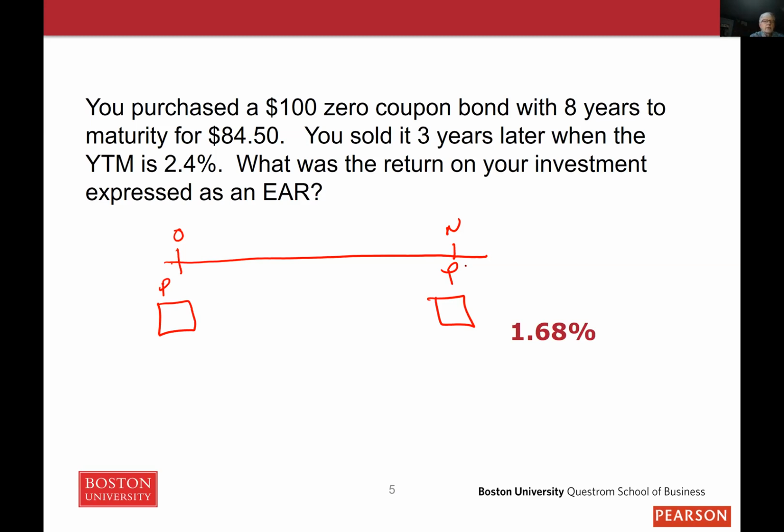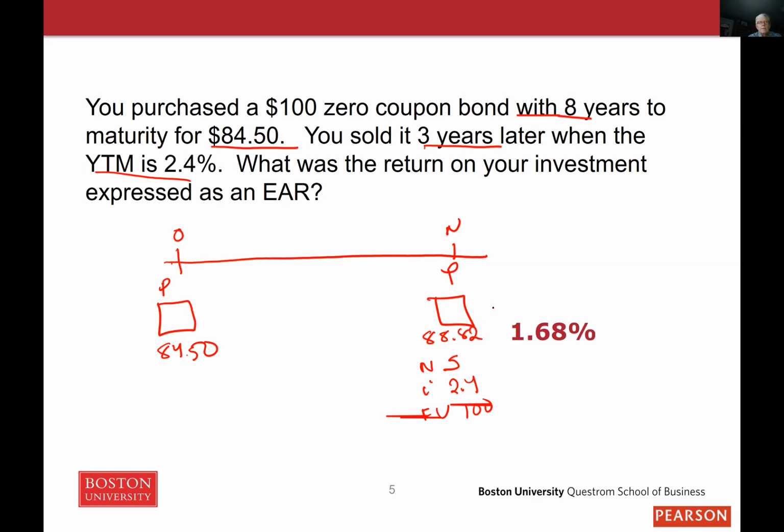So in this case, just to make it a little bit more straightforward and fast for class, I gave you the first price. The second price, because it's 3 years later, you're now going to have 5 years to maturity instead of 8. So N is going to be 5. Yield to maturity is going to be 2.4. Future value is going to be 100. And your price is going to be $88.82.